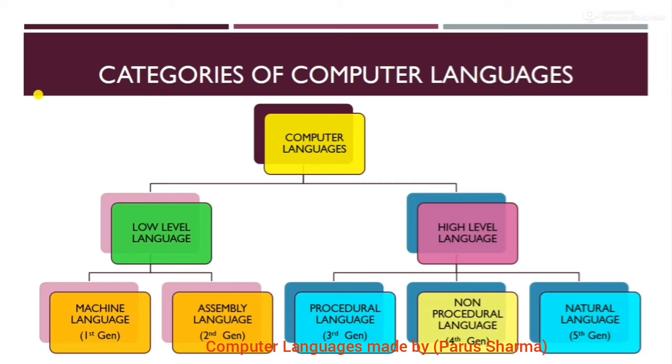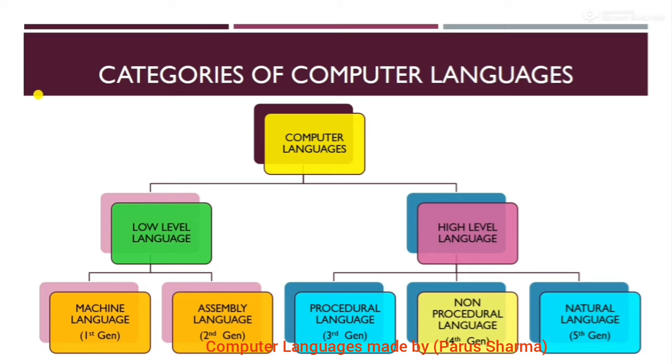The categories of computer languages are low-level language and high-level language. In low-level language, we have machine language and assembly language. Machine language is a first-generation language which is used to write programs in binary digits, that is 0 and 1, and is directly understood by the computer. In assembly language, developers use symbols and codes to write the program to make programming easy. It is a second generation language.